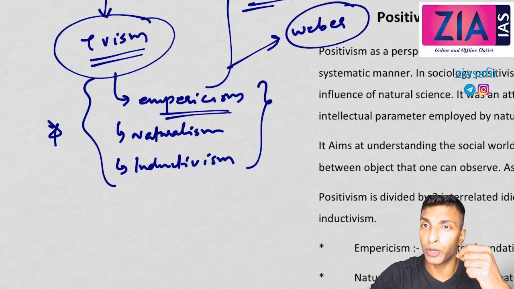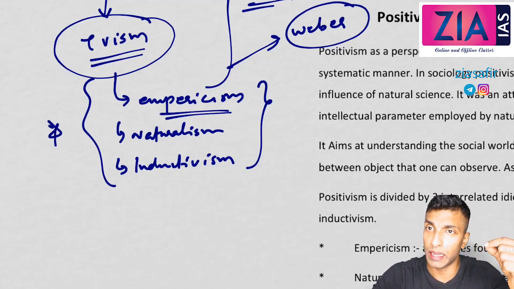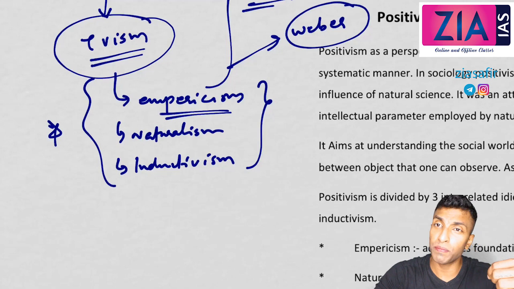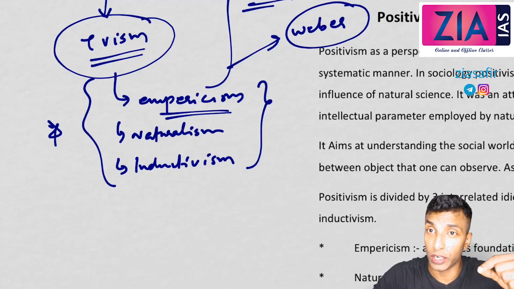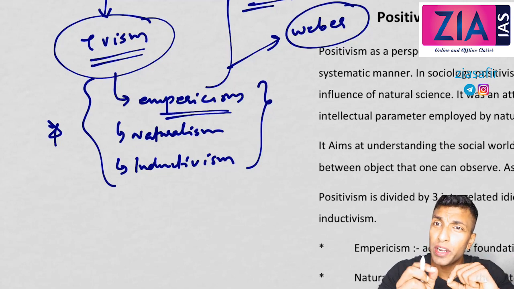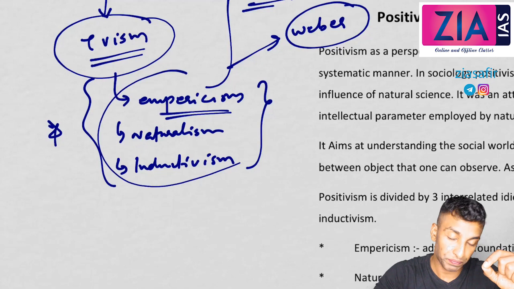So I told you we need to talk about the context. We talked about the context, the emergence of sociology, and the concern of initial sociologists. Then we are talking about positivism. So positivism is all about these three ideals: empiricism, inductivism, naturalism. Now in sociology, who introduced positivism? I have told you already, Auguste Comte. So Auguste Comte introduced sociological positivism, a small deviation from this positivism.